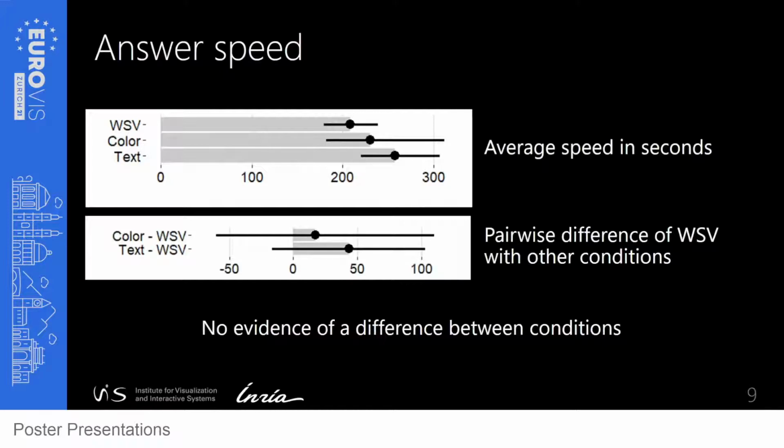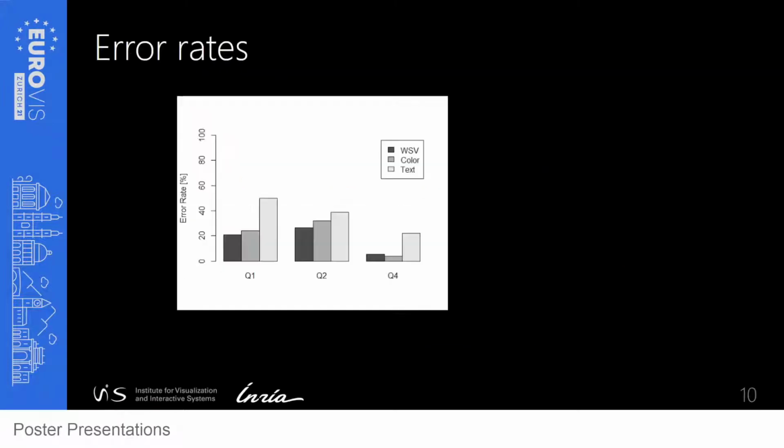But what about the correctness of the answers? Well, when we plot the error rates for each condition for the different questions, we see that they are also quite similar between conditions. With the text labels, there are more incorrect answers to some questions, but again, we can't see any clear advantage over the word-sized visualizations.